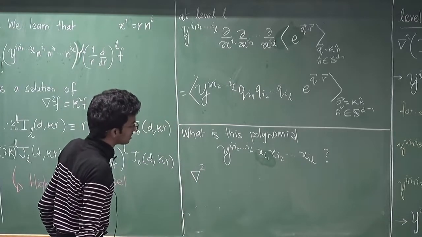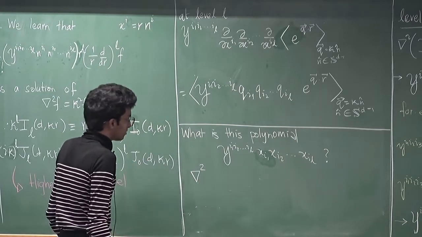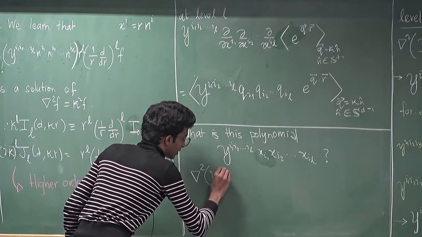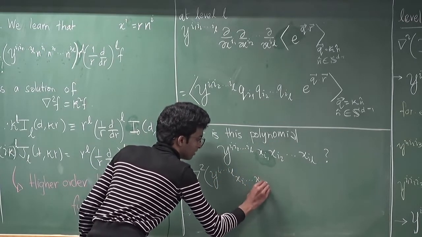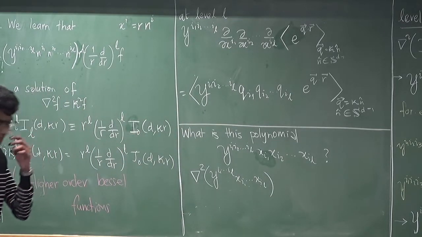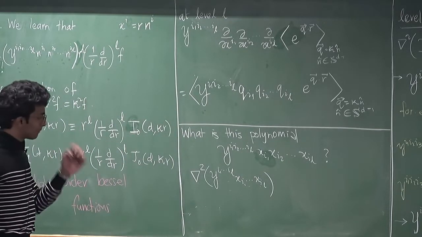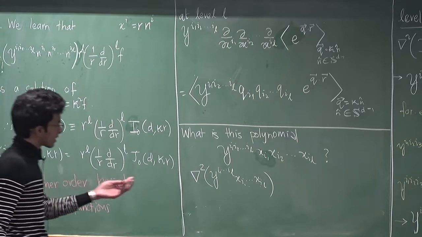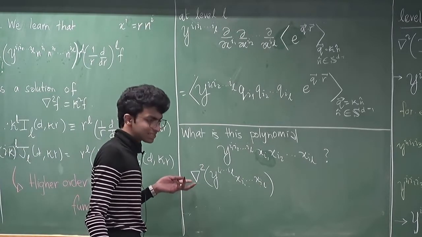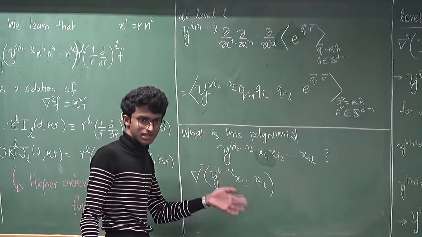Y I1 IL, X I1 IL. Okay, grad squared is just del x squared plus del y squared plus del z squared and so on.